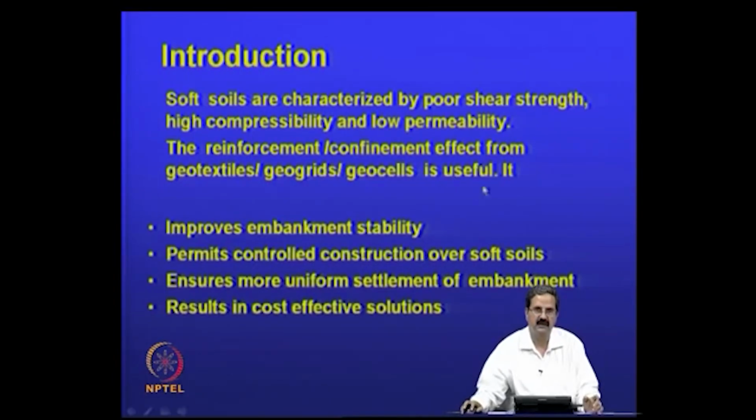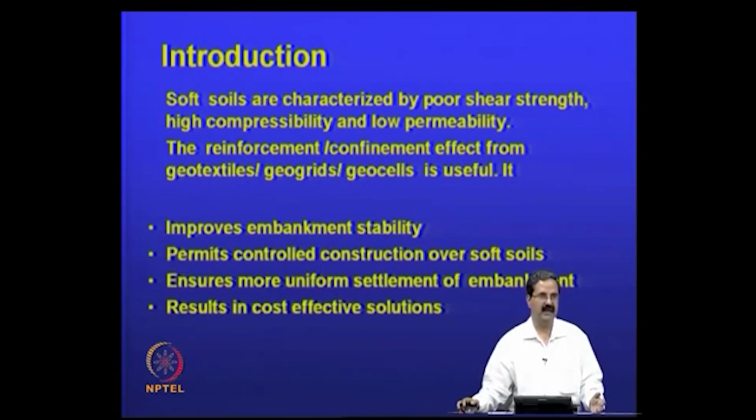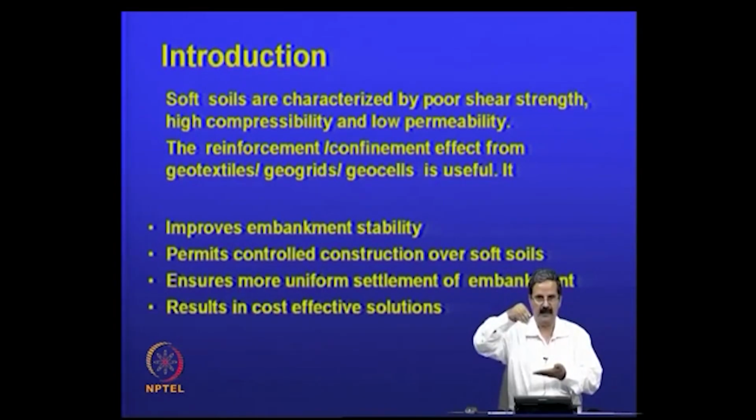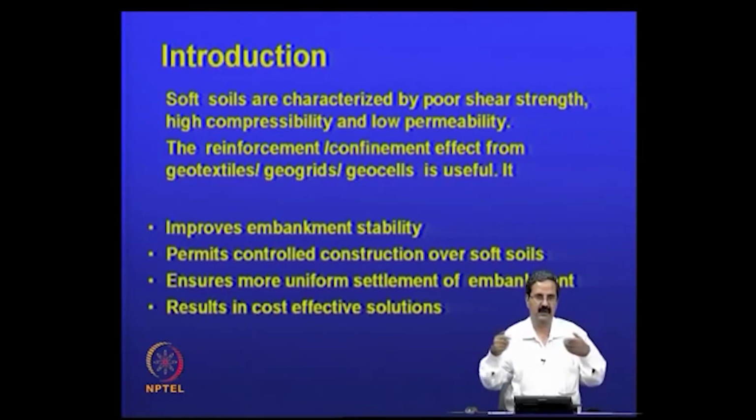We know that soft soils are characterized by poor shear strength, high compressibility and low permeability. If you are able to use a reinforcement effect, when you have a geotextile or a geogrid or a geocell, they introduce a reinforcement function. It is also called pseudo confining pressure. When you put a reinforcement in the soil and apply pressure, it does not strain much because there is some resistance because of the friction. So, that we call a pseudo confinement.